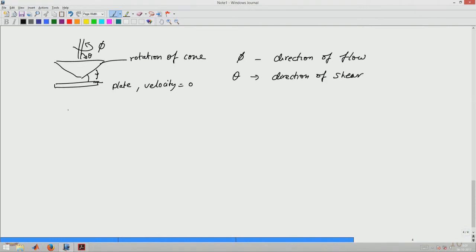This is very analogous to what we saw earlier in case of parallel plate. In this case, of course, we had y and x. So, x was direction of flow and y was the direction of shear.